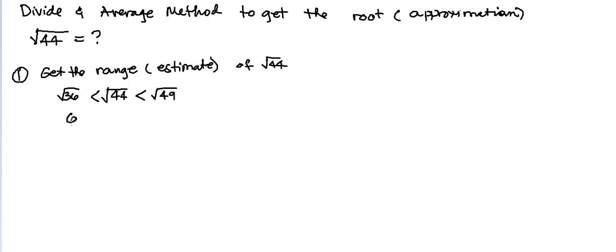So, we have here 6. Then, square root of 44. Of course, nasa gitna siya. Then, this is 7. So, meaning to say that the value of square root of 44 is in between 6 and 7. Okay? So, the value of square root of 44 is greater than 6 but less than 7.